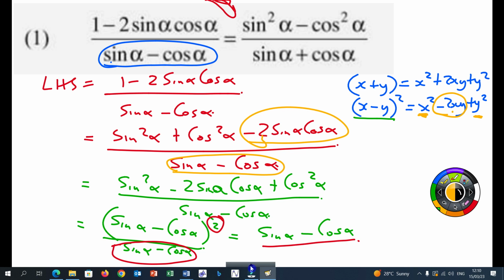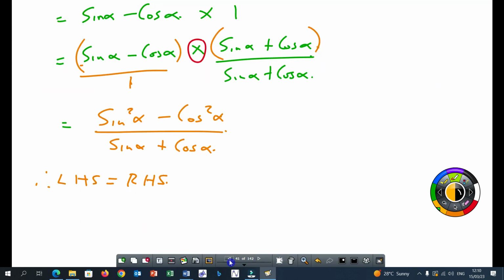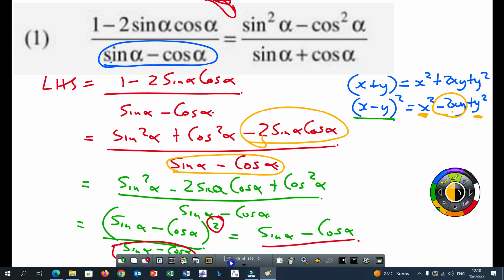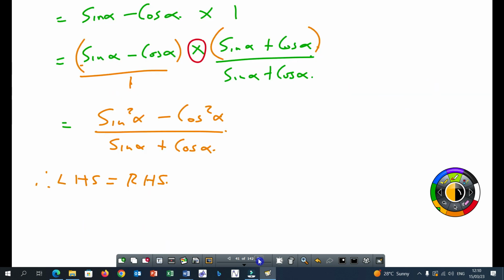Then from there now, I need to use a mathematical manipulation, please take note, to create this sine squared alpha and the minus cos squared alpha. To create it, you need to multiply this sine alpha minus cos alpha by the conjugate of itself divided by the conjugate of itself, which is equal to 1 overall. And then you have a difference of 2 squares. If you use FOIL, then you come to that. Okay? And then you are done.